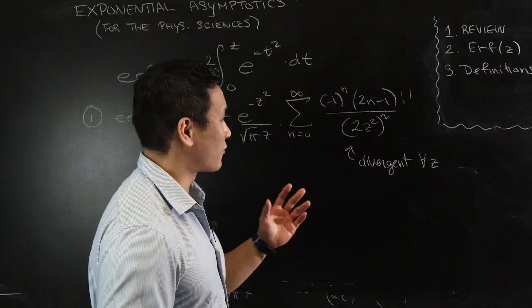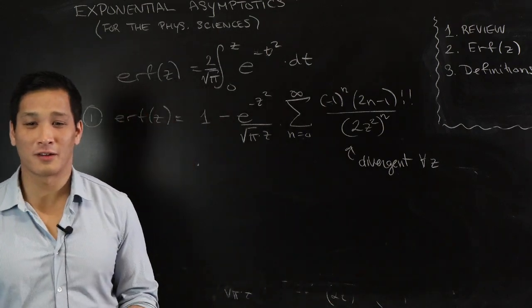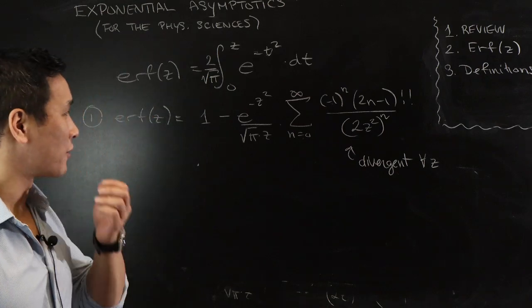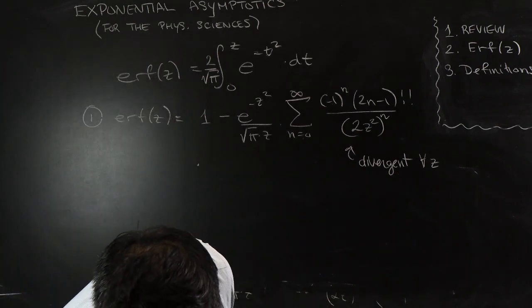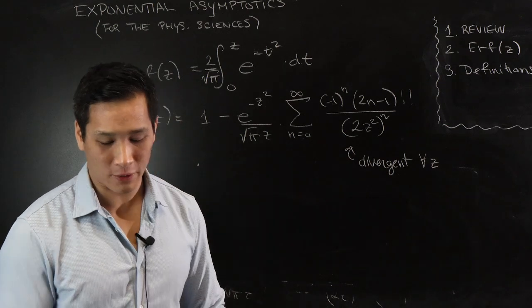So we have this example now of a convergent series and a divergent series. Traditionally, we think of the convergent series as being a good thing and divergent series as being a bad thing. But then now let's look at an actual numerical evaluation of this problem.